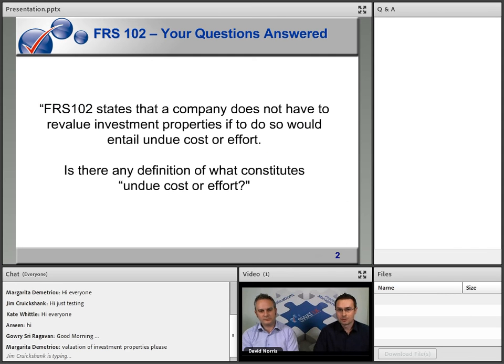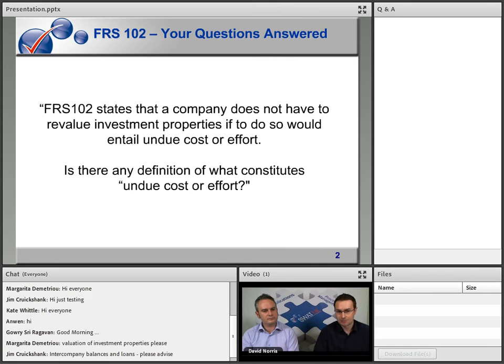Okay. So question 1: FRS 102 states that a company does not have to revalue investment properties if to do so would entail undue cost or effort. Is there any definition of what constitutes undue cost or effort, David? Yes, certainly we can talk about that.